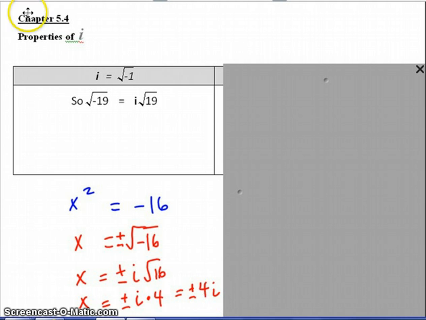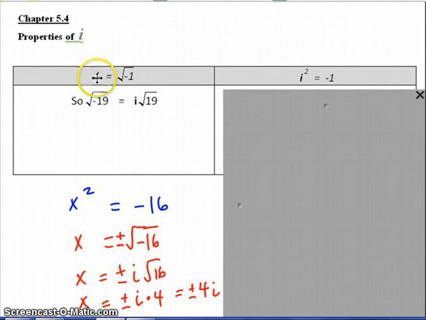Now, one thing I've neglected to mention is this whole video lesson is designed to go along with a document I've created, a guide for the properties of I, or ways of working with complex numbers. And you'll find that on the website right next to this link to this video. So let's look at a next step from this.